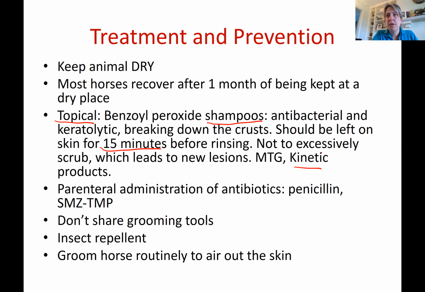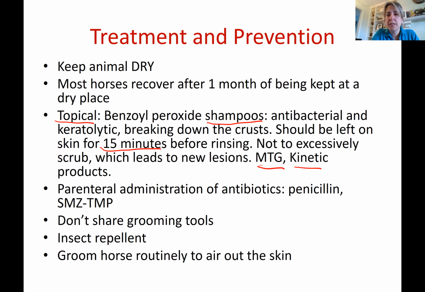You can use a variety of things. You can also get betadine, dilute it in a spray bottle, and just spray the horse and never rinse, and that will kill the bacteria. MTG is a wonderful product. It has sulfur, and sulfur is what kills the bacteria.